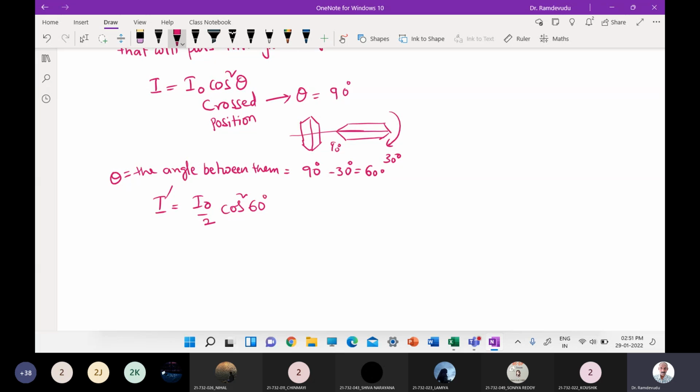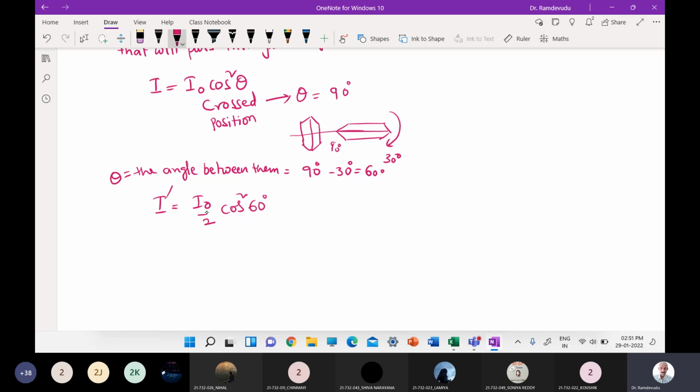Remember and find the change also here, what I am writing. They are in crossed position. When they are in crossed position, some light is moving, but they have turned. Therefore, the intensity from the first Nicol to the second Nicol becomes half of it. That's why I have taken this.